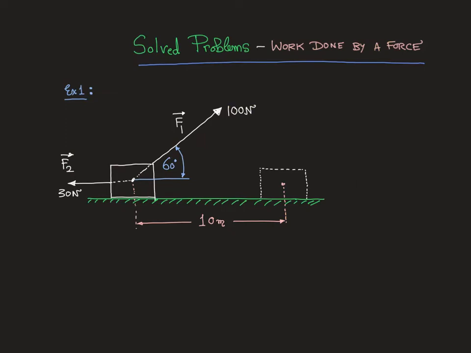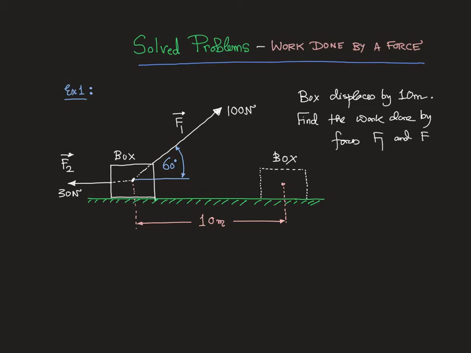So in this problem, this is the box actually, the box displaces by 10 meter as shown in the figure. Find the work done by forces F1 and F2 during this displacement. So as you see the displacement vector, here I will draw displacement vector S.